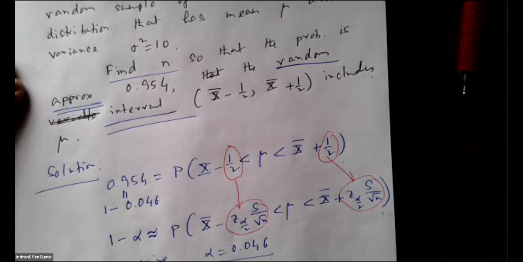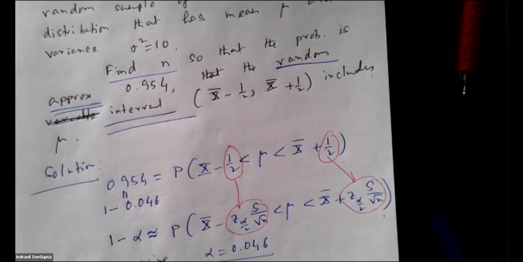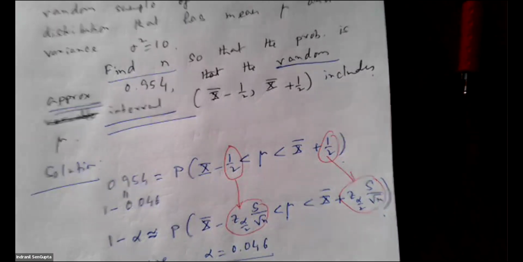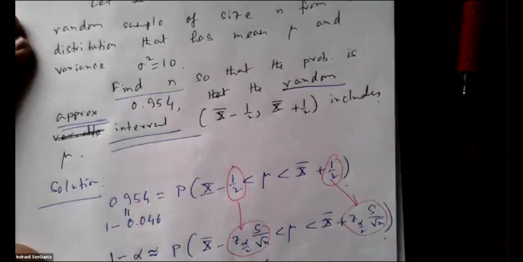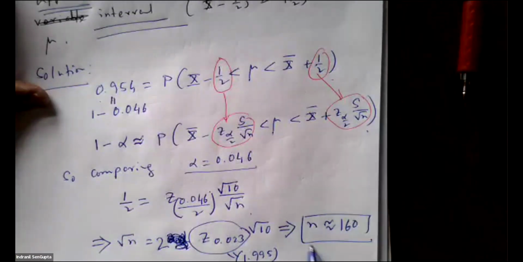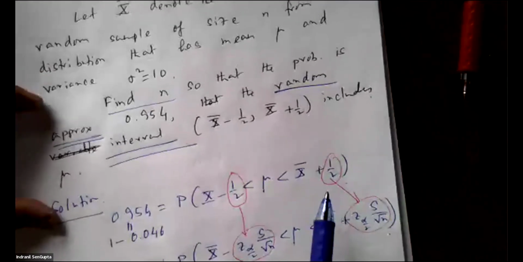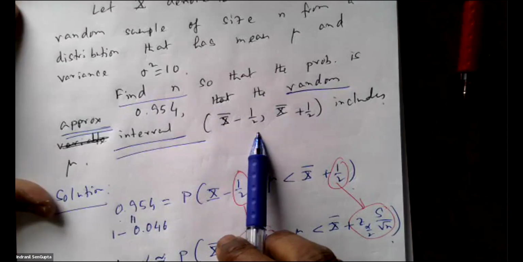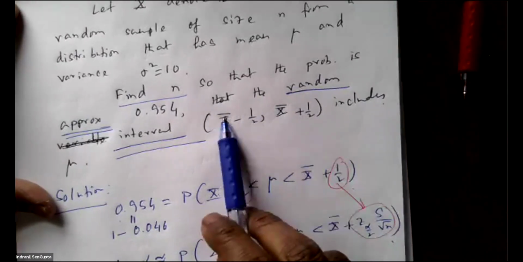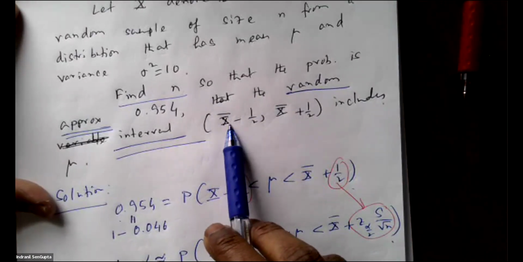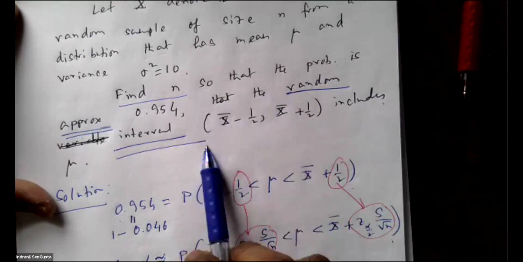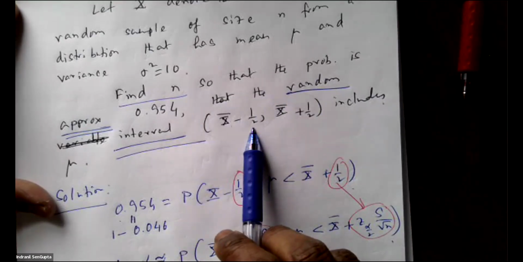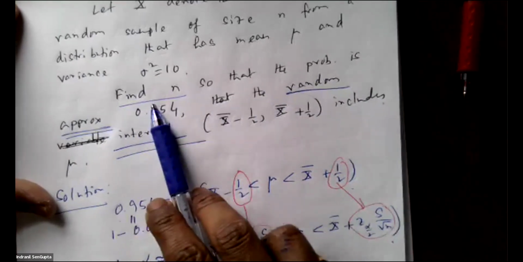So we need about 160 samples. If the sample size is 160, then we can safely conclude that the random interval x bar minus 1/2 through x bar plus 1/2 includes mu with probability 0.954. It's random because every time you draw a sample, this x bar changes.